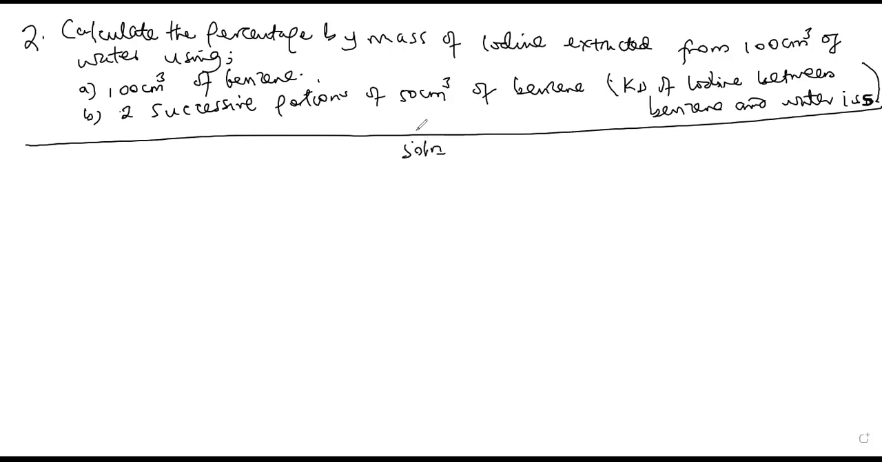Solution. For you, you should start working clearly knowing that the answer you'll get when you use 2 successive portions should be greater than when you use 1 portion at once. Should work knowing that. All right?